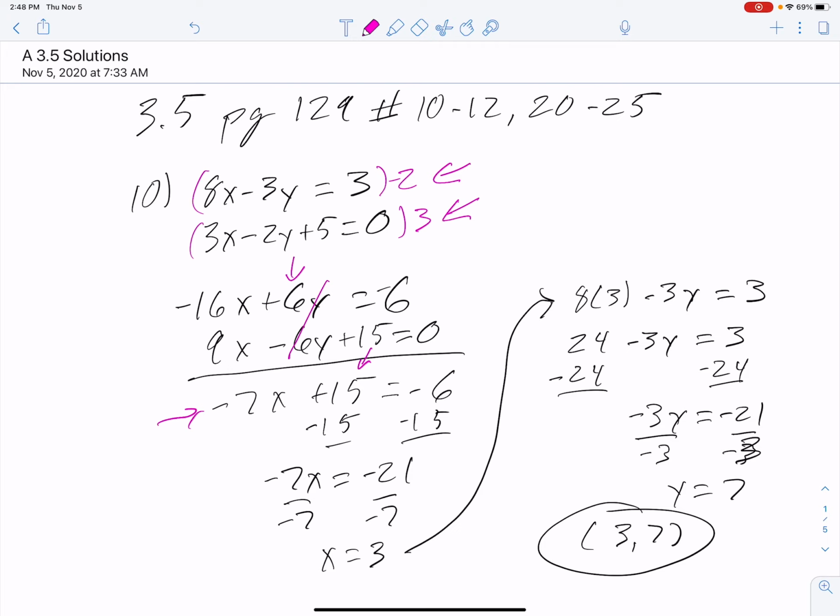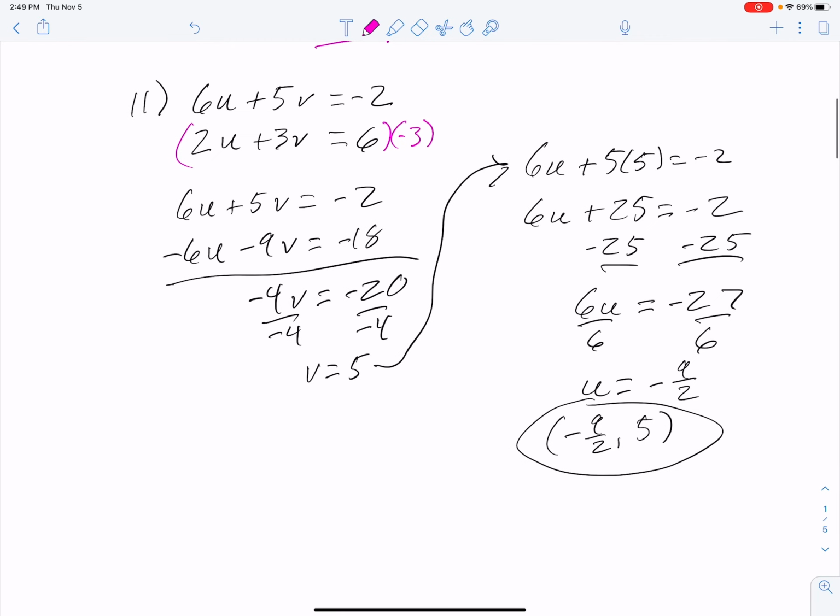-6 and 0 get me -6. So I subtracted 15 from both sides, divided by -7, got my x value. And then I went back and used the first equation, substituted 3 in for x, and then solved for my y value. And again, don't forget to give your answers as ordered pairs.